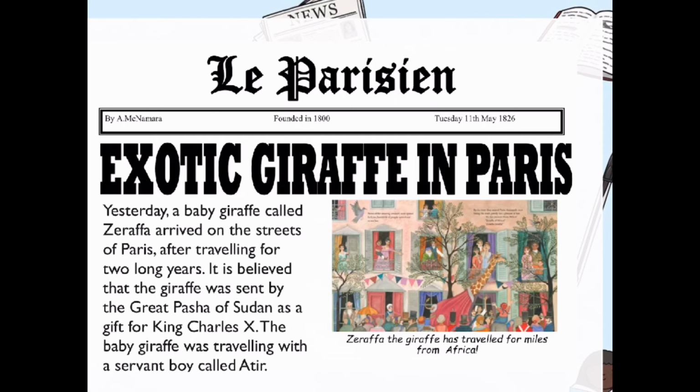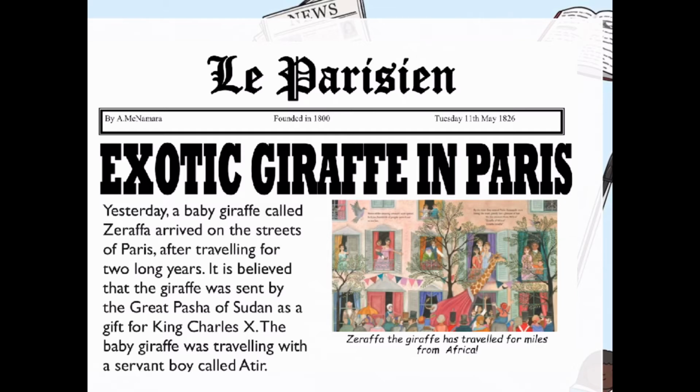Here we have my headline. The headline is supposed to be catchy, short, but tells the story in a few words. And as you can see, it's in capital letters and it's bold, which is the dark black. And I've said, exotic giraffe in Paris. It's true, that's exactly what happened, and hopefully my exotic word will draw the reader in and they will want to find out what's happened.